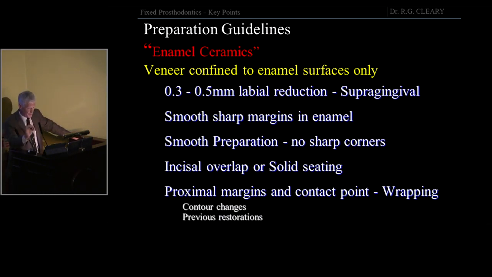Okay? We want a smooth preparation with no sharp corners so that our laboratory colleagues can make a veneer that's going to sit comfortably and fit on the tooth. We like to have it seating well, so it's nice to have an overlap so you know when you have it seated on the tooth preparation, a positive seating. And then you can think about what you want to do with the proximal margins and the contact points, and whether you want to bring it to the contact point or whether you want to bring it through the contact point, and that depends on what you're trying to do in terms of changing the appearance or wrapping it around or not wrapping it around the tooth. But enamel is precious, and the more enamel you have, the better.